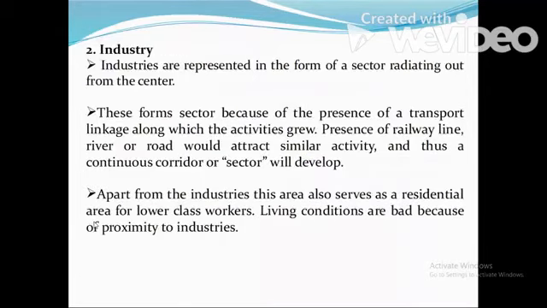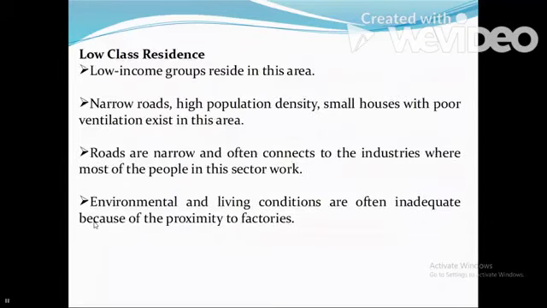So then we move on to industry. The industry is radiating out, moving out from the main CBD zone in the form of sectors. And just like I had told before, this moving out may be because of a transport linkage or maybe because of resources. That is why they are developing out. And this area also serves as a residential area for the lower class. Why people of the lower class prefer to stay over here, I have already discussed in the Burgess theory. It is mainly to do with the economy, and the living condition is very bad.